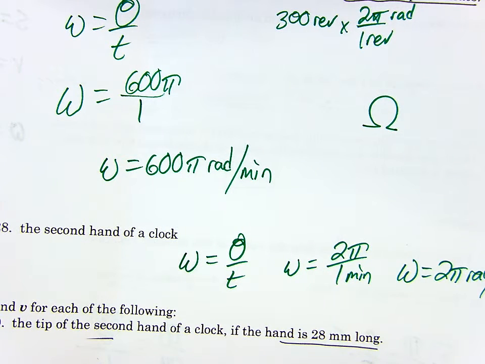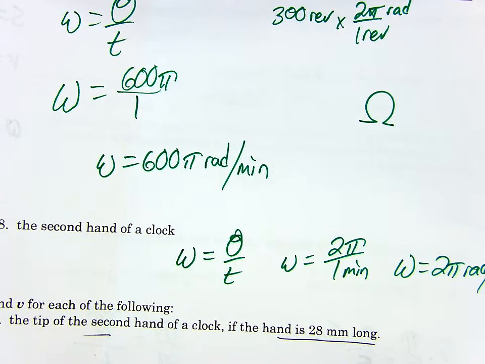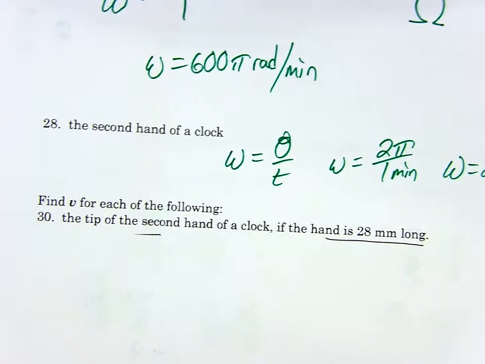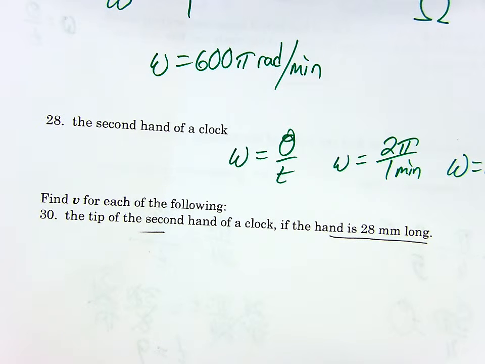If I ask you about the linear speed, I'd have to tell you how long the second hand was and where we are on the second hand. Are you at the tip? Are you halfway? I don't know. It would depend. Oh, speaking of which, look at number 30. Now I want to know, how fast are you actually traveling?